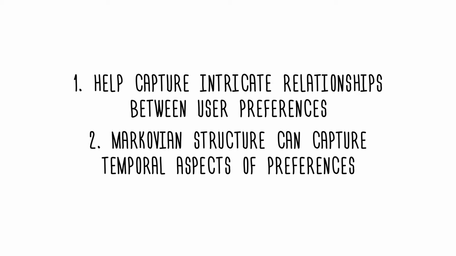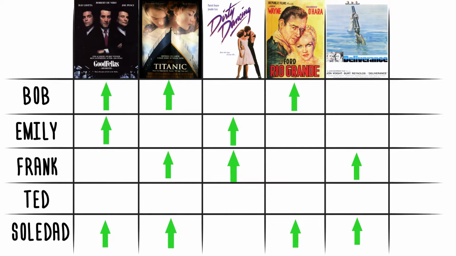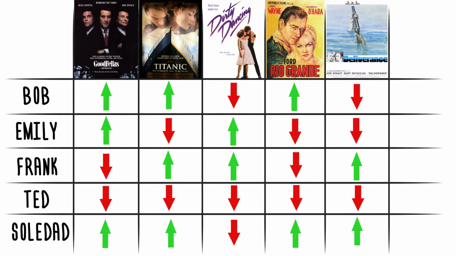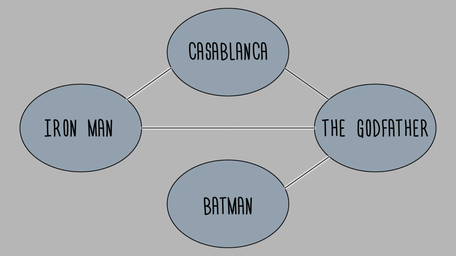Let us start by discussing how probabilistic graphical models can help capture intricate relationship between user preferences. For the purpose of explanation, we shall rely on our favorite Netflix example. We have users and movies. We shall assume that each user either likes a movie or dislikes a movie. For example, suppose we have 4 movies: Casablanca, Iron Man, Godfather, and Batman. Then we have 4 nodes in the graph. The edges between these nodes should capture relationship between the movie preferences across all users.